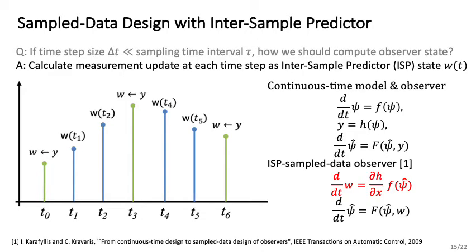We utilize a method called the intersample predictor, developed by Paraffin and Calibrate, which calculates the measurement update at each time step during the sampling time period as an ISP state w(t). The measurement update equation is given by the derivative of the measurement equation associated with the continuous time model. And that's how we derive a digital system for the control and the ISP-based observer design.